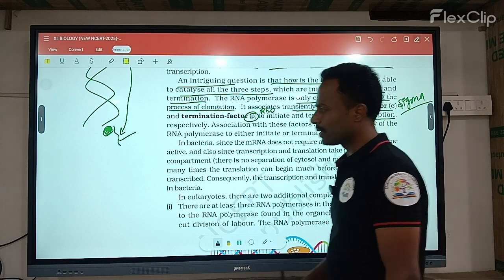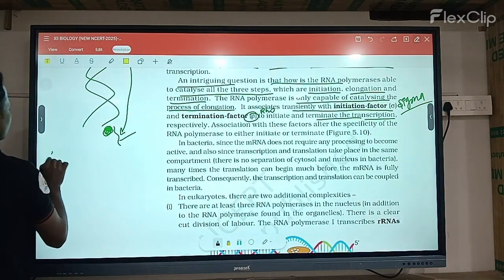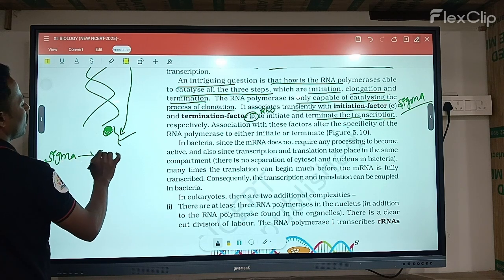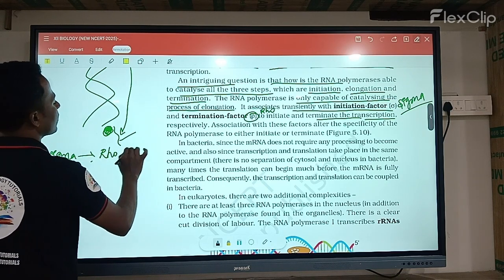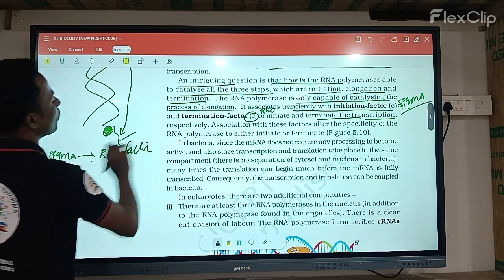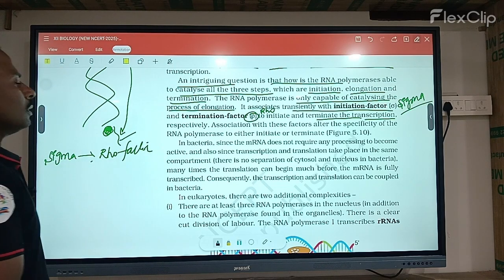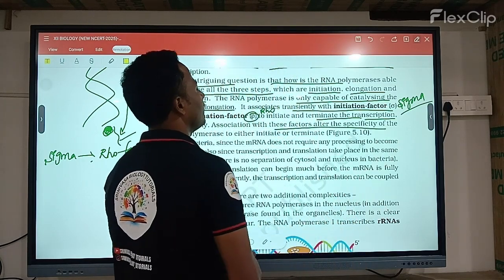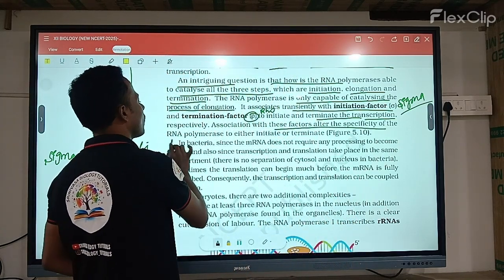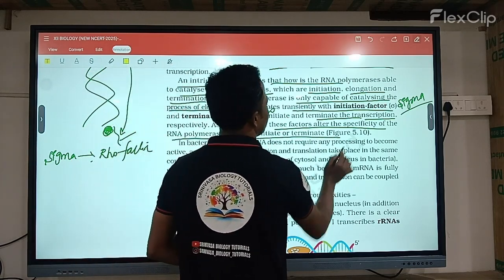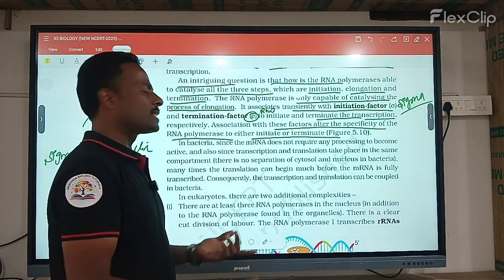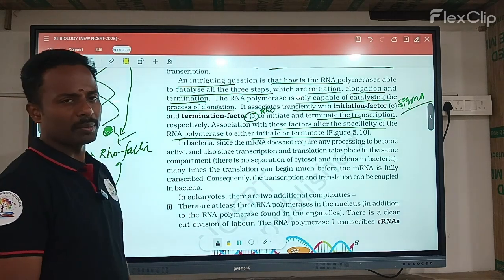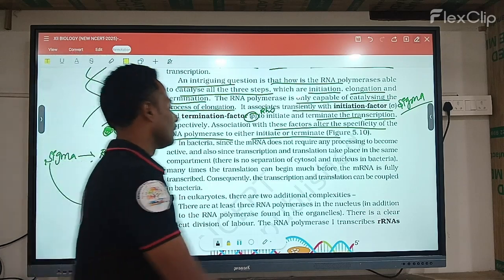So first the sigma factor initiates, and then the rho factor terminates. The association with these factors alters the specificity of the RNA polymerase, either to initiate or to terminate. So this enzyme can participate either in the initiation process, the elongation process, or the termination process.